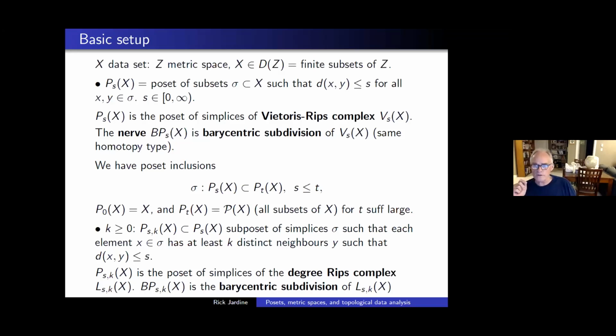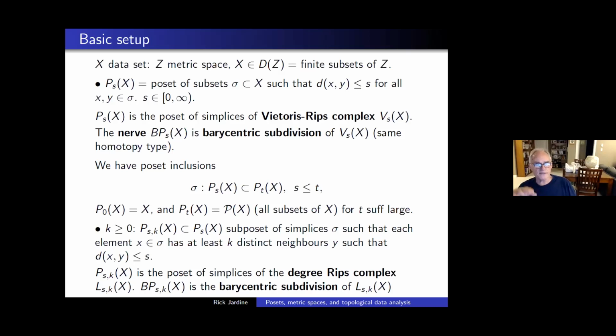This poset is a subcomplex of the corresponding Vietoris-Rips poset, and it's the poset of simplices of the so-called degree-Rips complex. Okay. Certainly, if S is less than or equal to T, the corresponding degree-Rips complex, PSK of X, is contained in PT of K of X.